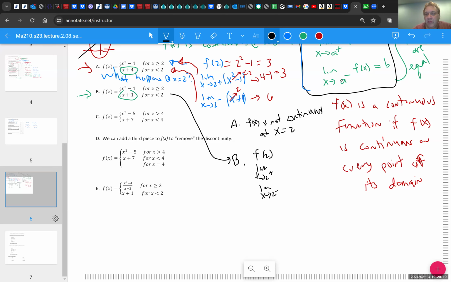Well, the value of the function at 2, we know that's the top branch. Just like before, it's the top branch. So that's going to be 2 squared minus 1, which is 3. As x approaches 2 from the right, again the top branch. So just like before, we're going to have x squared minus 1, where x is getting closer and closer to 2. So this becomes 2 squared minus 1, which is equal to 3.